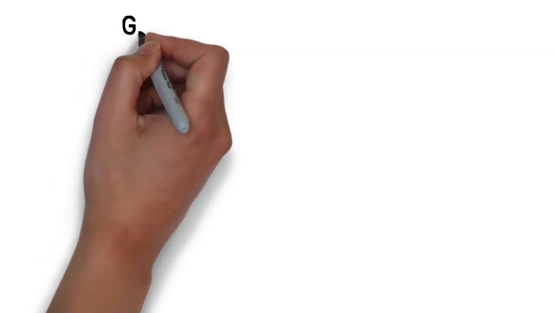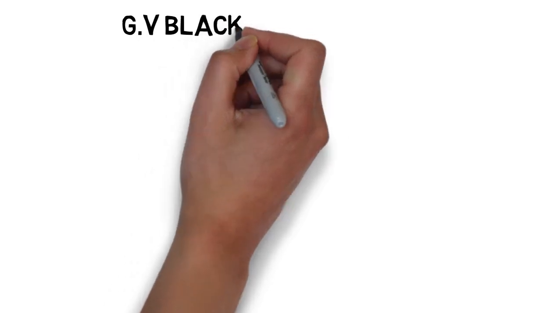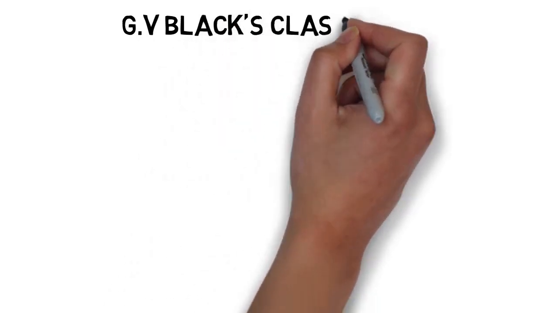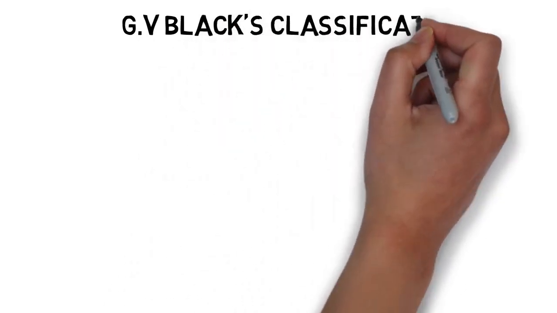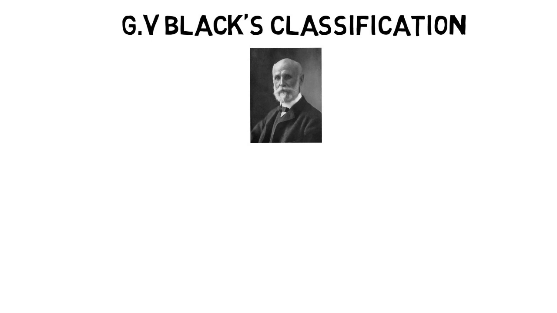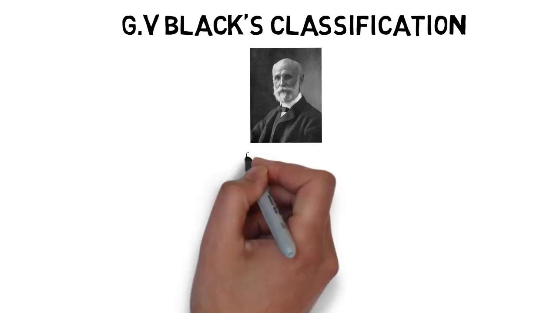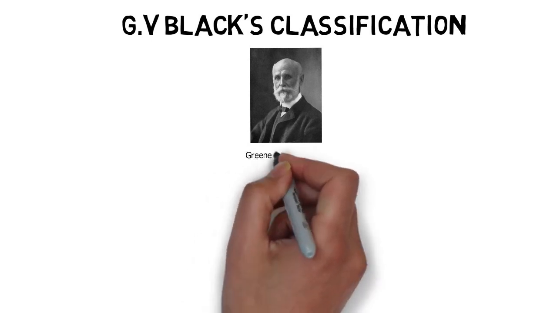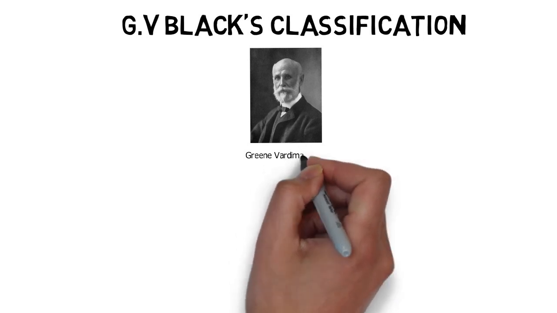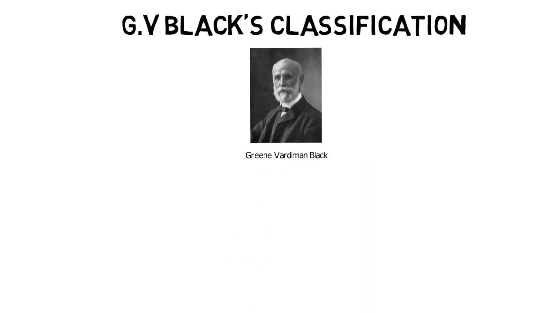So today in this lecture we will be looking into G.V. Black's classification of dental caries. There are many different classifications of dental caries that exist in modern times, but the most widely used and the most widely accepted by many different organizations of the world and teaching institutes is G.V. Black's classification of dental caries, which was of course proposed by G.V. Black himself. G.V. Black is also considered the father of operative dentistry.